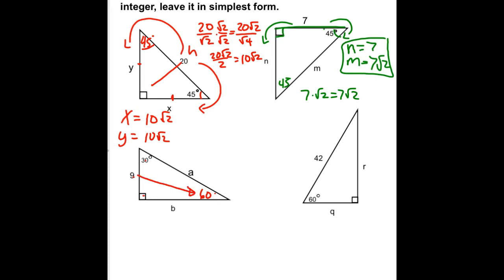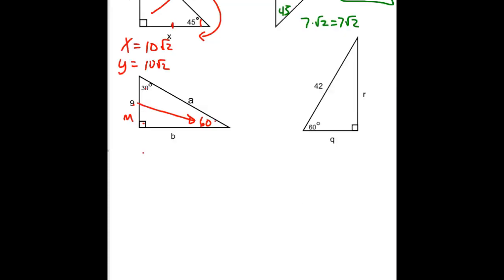So this picture is kind of deceiving right now. It looks like 9 is the smallest side. It's not. It's the medium side. Okay. So a better picture for this might look something like this, with a 9, a B, and an A, with our 60 degree angle here on the bottom and our 30 degree angle up here on the top.